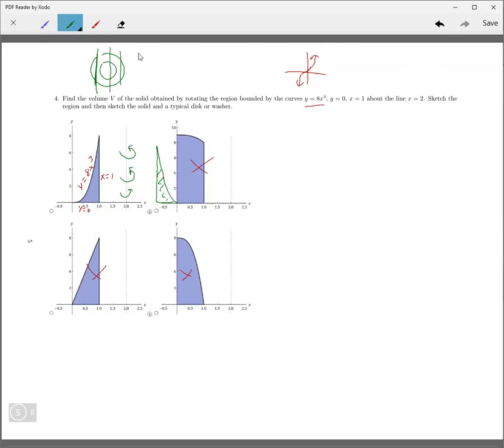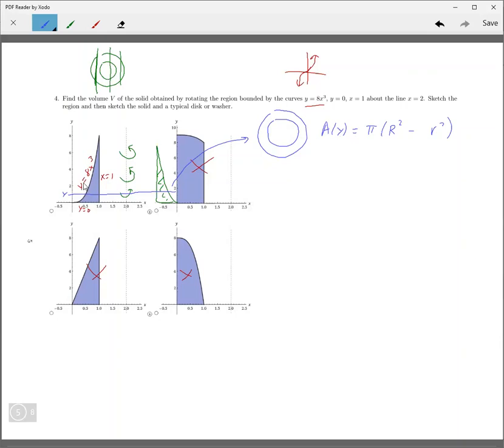So instead, we're going to use the other option, and that's we're going to integrate in y. When we do cross sections that way, they're going to look like this. Cross section in y is going to be a washer. So we integrate in y, and the area is going to be pi times the outer radius squared minus the inner radius squared. Now, when you do that, you have to have everything in terms of y. So that's the big thing.